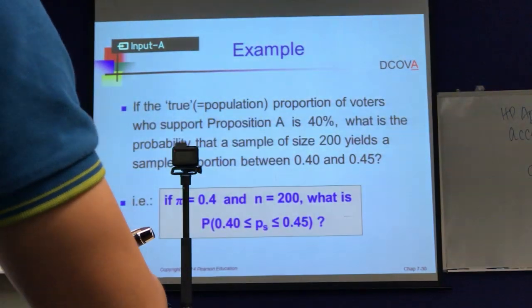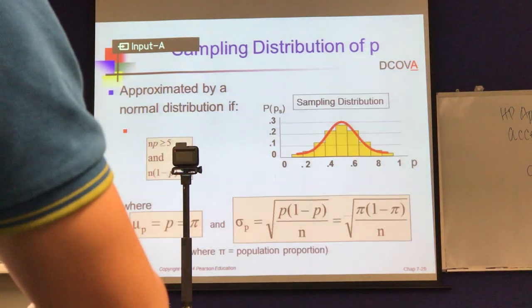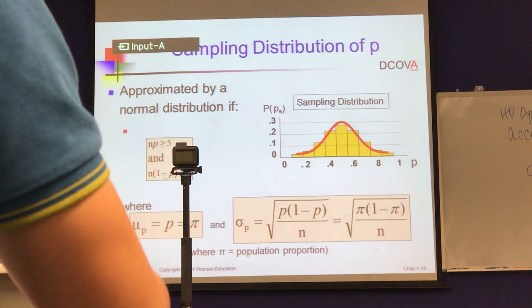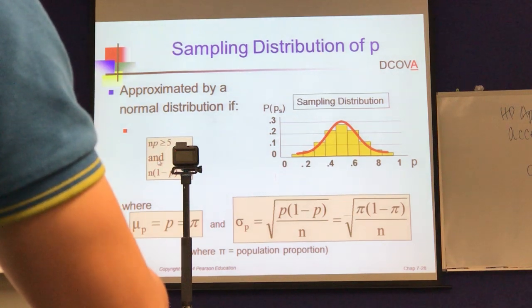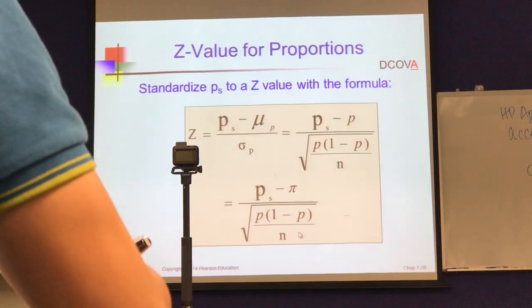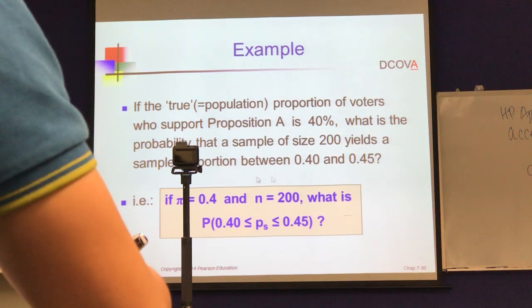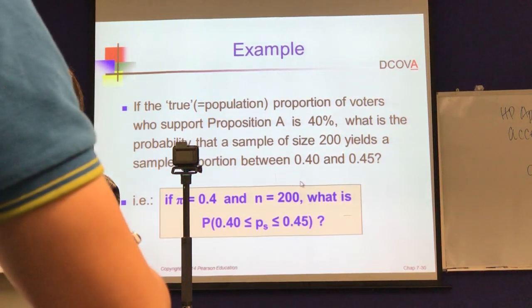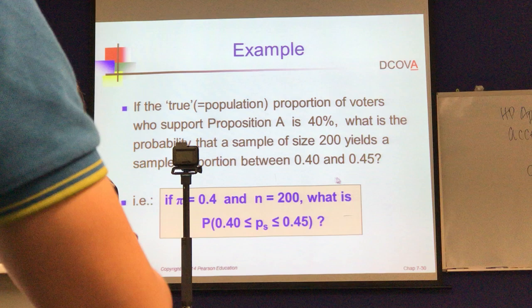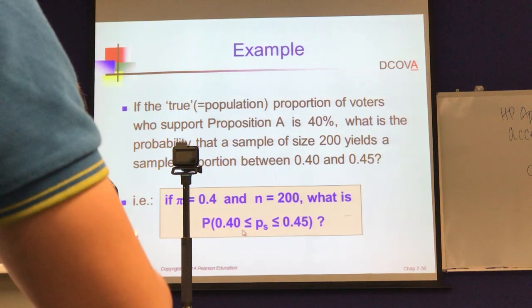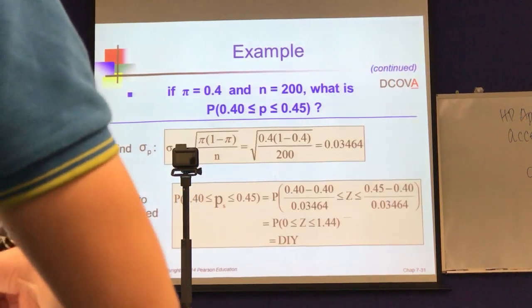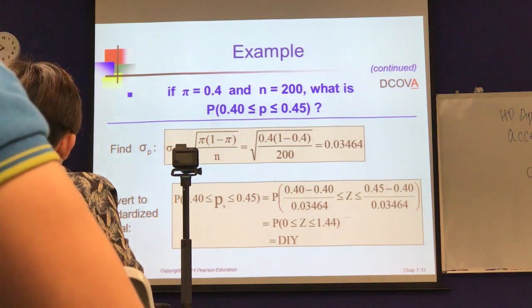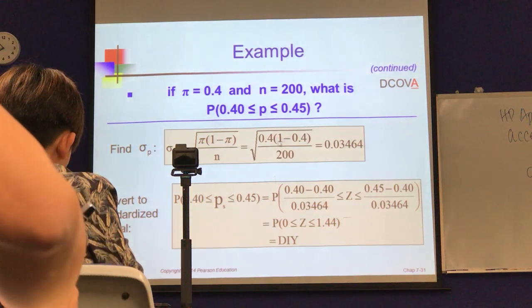So the one that you wrote there, more than 5, is this one here. They are satisfied, so you can use this formula here. So this is where you continue. First you write n times pi and n times 1 minus pi, which means that they are normal. Then you can continue with this one here and convert it to standard error.